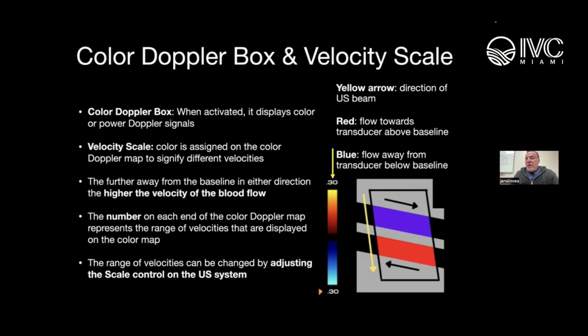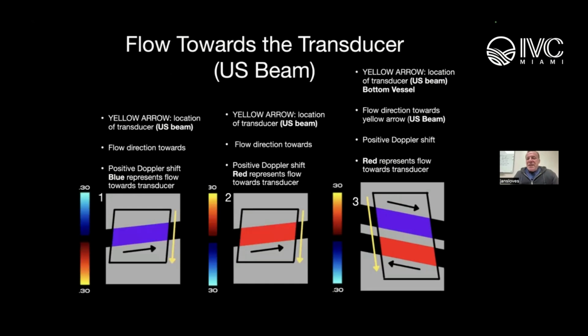Now, when we read this schematic here, you can see that the yellow line represents our beam. And you can see how this box is steered, right? So in this particular instance, we have red towards the transducer as we see this vessel color-coded in red, and blue going away from the transducer. Now, with that, this is subject to change.